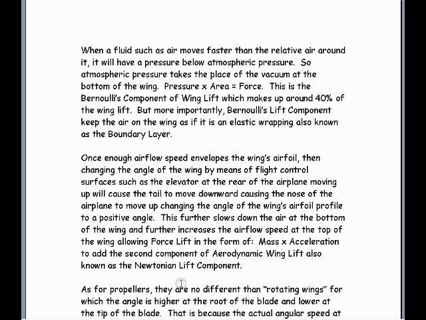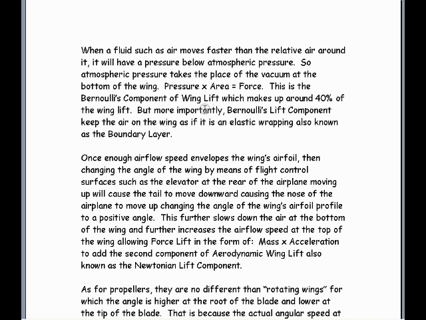Once enough airflow speed envelops the wing's airfoil, then changing the angle of the wing by means of flight control surfaces, such as the elevator at the rear of the airplane moving up, will cause the tail to move down, causing the nose of the airplane to move up, changing the angle of the wing's airfoil profile to a positive angle. This further slows down the air at the bottom of the wing and further increases the airflow speed at the top of the wing, allowing force lift in the form of mass times acceleration to add to the second component of aerodynamic wing lift, also known as the Newtonian lift component. So you have both the Bernoulli and the Newtonian lift component.